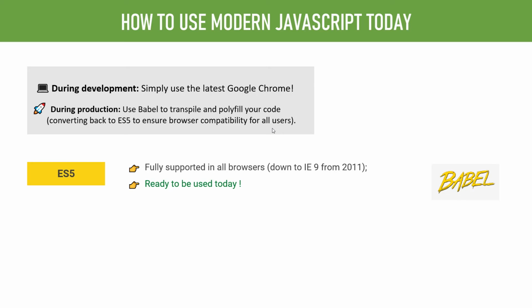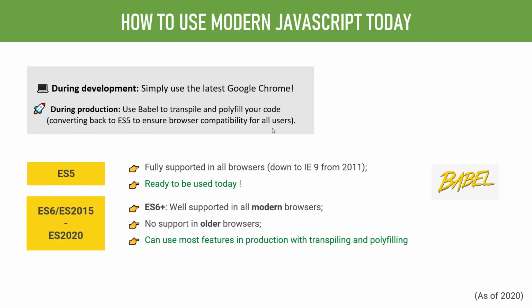Now about the newer releases, ES6, ES7 and all the way to ES2020, they're actually quite well supported already in all modern browsers. And you actually call all the current versions together ES6 Plus. So right now, that's from ES6 to ES2020, and basically all together they are the modern JavaScript, okay?